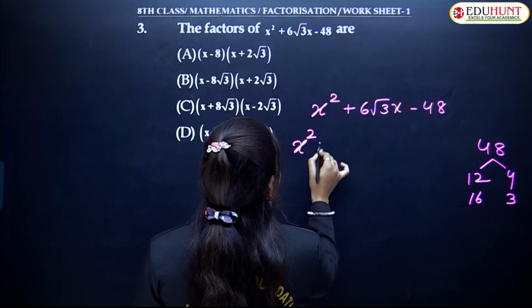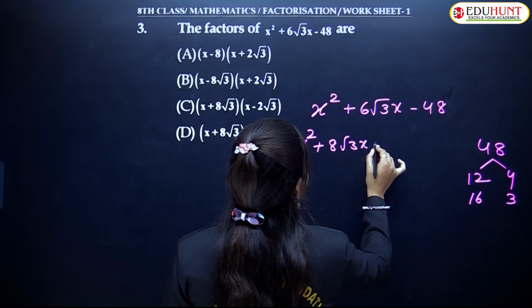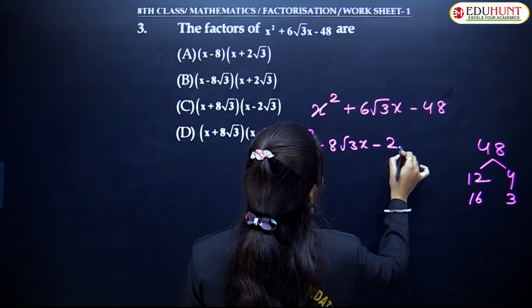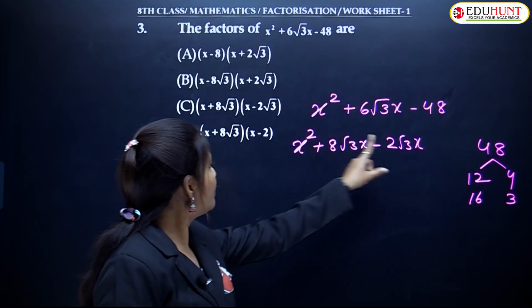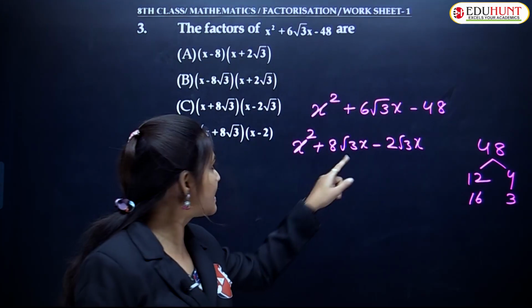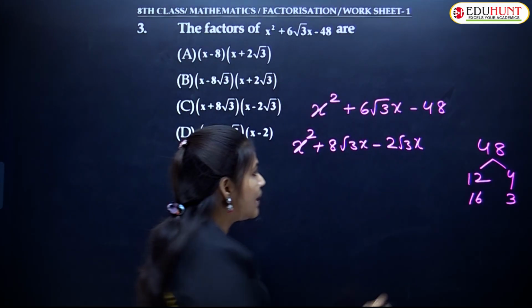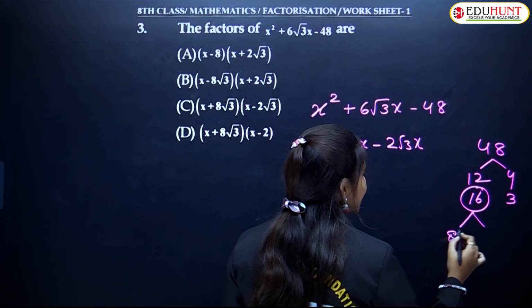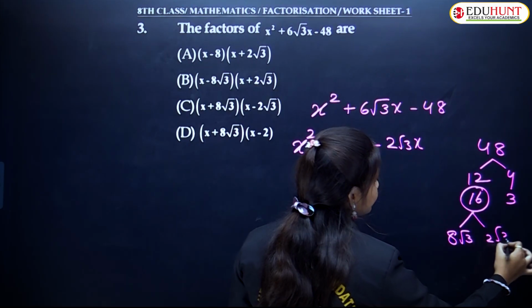Okay, we can write this one as plus 8 root 3 x, and here minus 2 root 3 x. Shall we write it like this? 8 minus 2 is equal to 6, and 8 root 3 minus 2 root 3 is equal to 6 root 3. And I am telling you here, 16. So when you observe this, we can write 16 as 8 root 3 into 2 root 3.